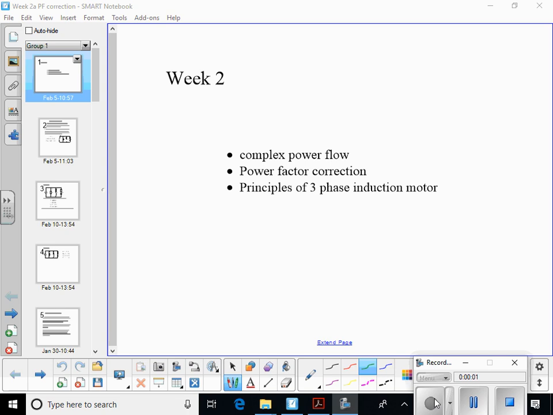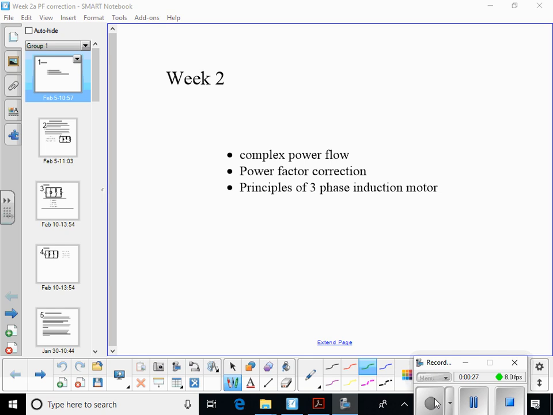Have a look at tonight, week 2, is complex power flow and power factor correction. Remember we talked last week about poor power factor and the supply authorities penalising you because the power factor, the cos phi, is low. So this week we look more formally at the correction of that.